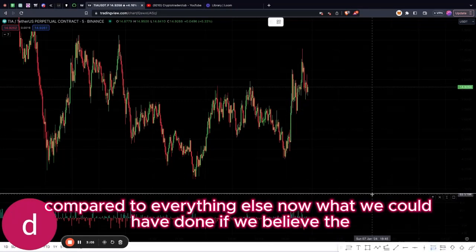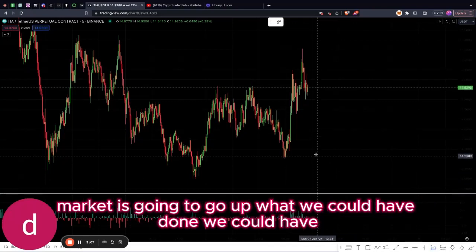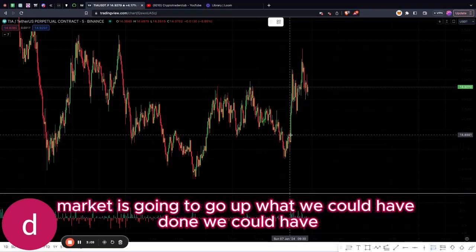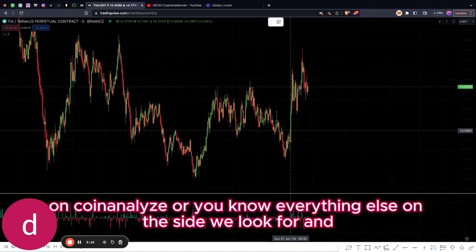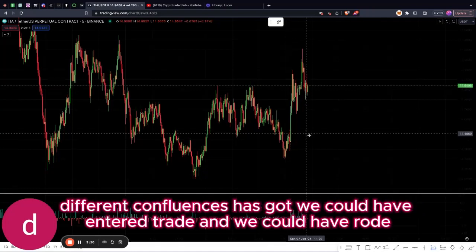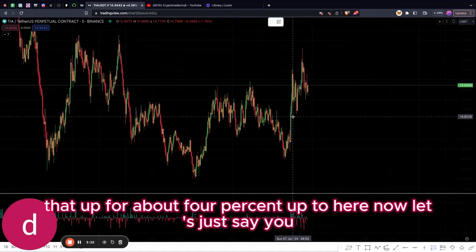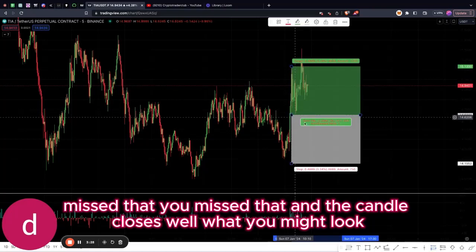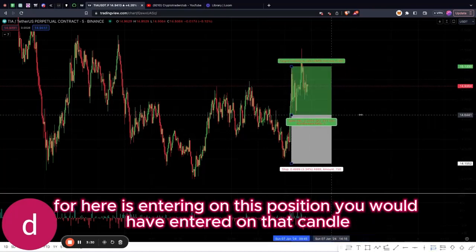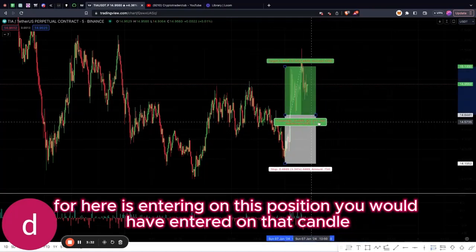Now, at this position, if we believe the market is going to go up, we could have just entered here, if everything else was on our side in terms of Coinalyze and everything else that we look for. We could have entered a trade and ridden that up for about 4% to here. Now, let's say you missed that, and the candle closes. What you might look for here is entering on this position, on that candle close.